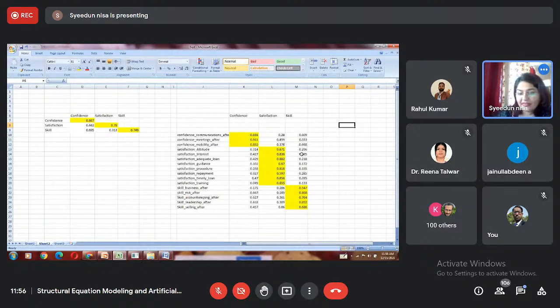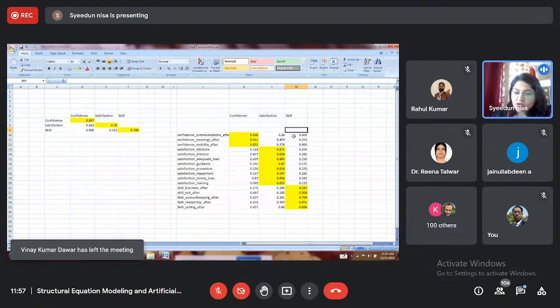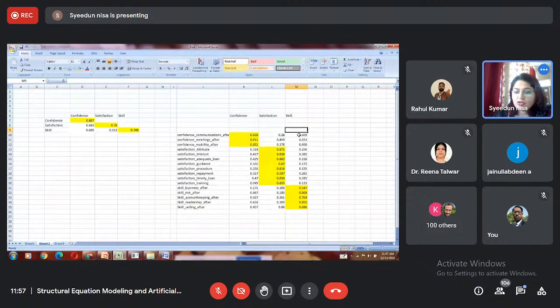And at the same time, for example, here I can see although this value is 0.838, this confidence in communication under skill is also loading at 0.609, which is not a small loading, not a very bad loading, so it is there. But what we should see here is that the difference between these two should be at least one. If it is less than one, then we should drop this, or rephrase or look into this particular item. Here, because the difference with satisfaction or with skill is more than one, we can say yes, it is loading very well here.